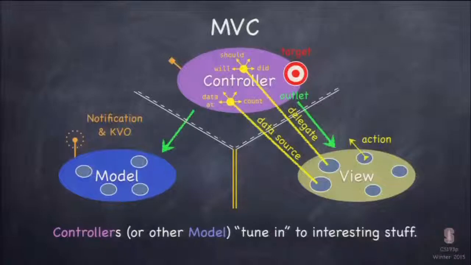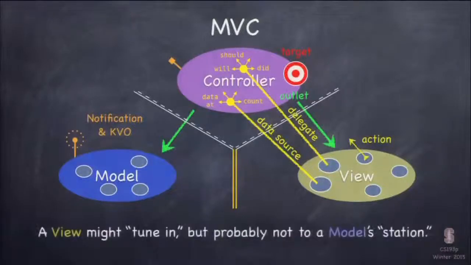So towards the end of the quarter, we'll start seeing how to do notification to find out, for example, if the data in a database changes. We'll get a notification. The controller can then go talk to the model to get the new info. Okay? Some people have asked, can a view tune into the radio station? They probably could, but you probably wouldn't want to do that. That would probably be a violation of MVC.